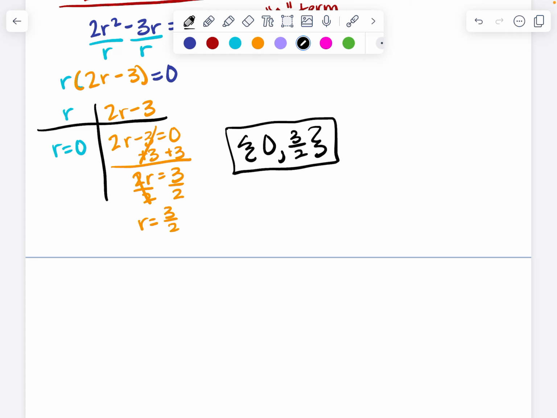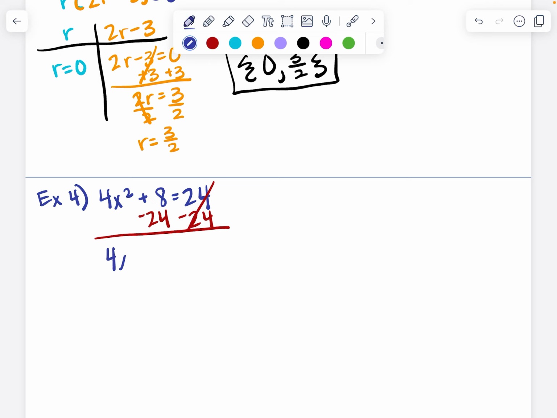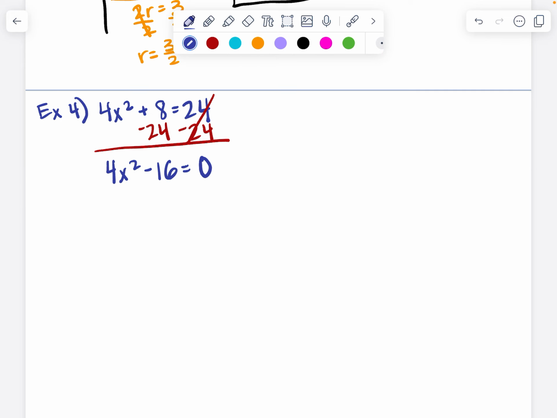Okay, one more example. So we need the right side to equal 0. So subtract 24. And we have 4x squared minus 16 equals 0. Okay, now I have it in standard form.